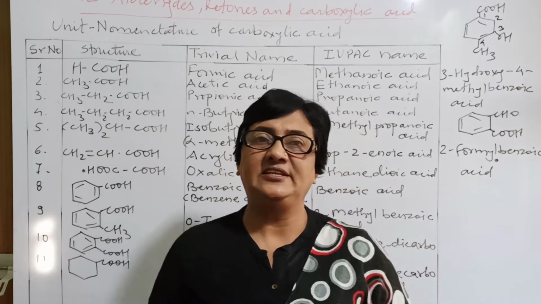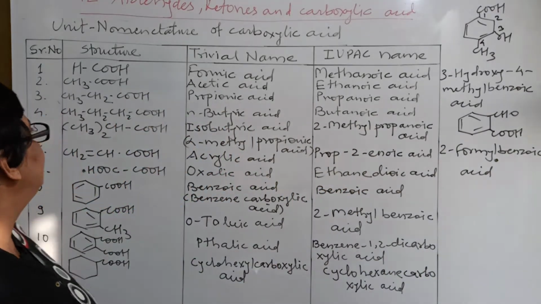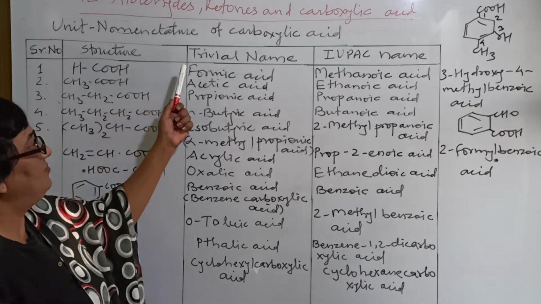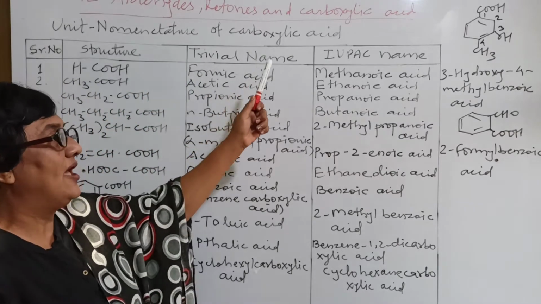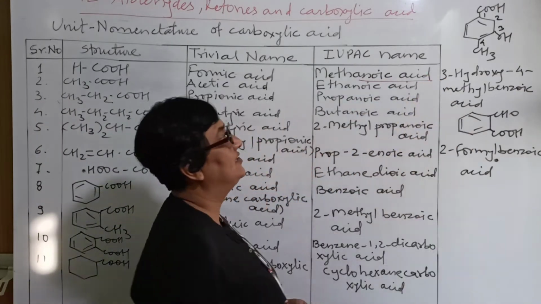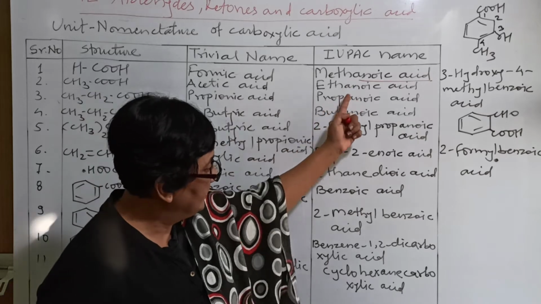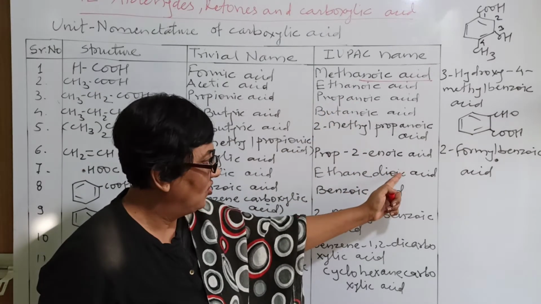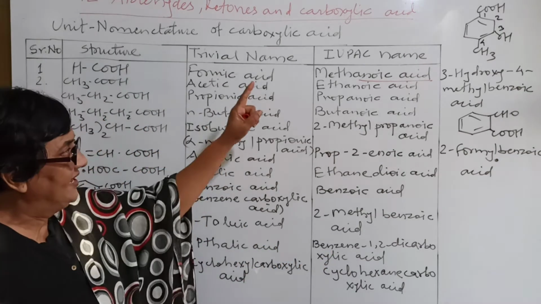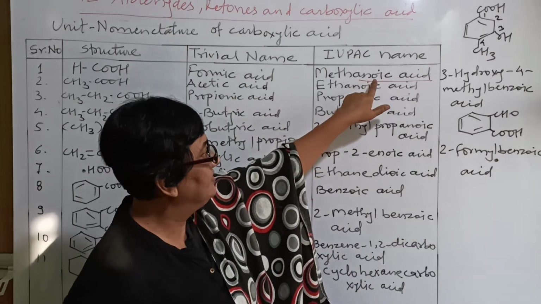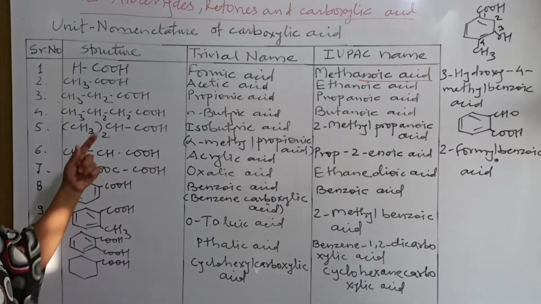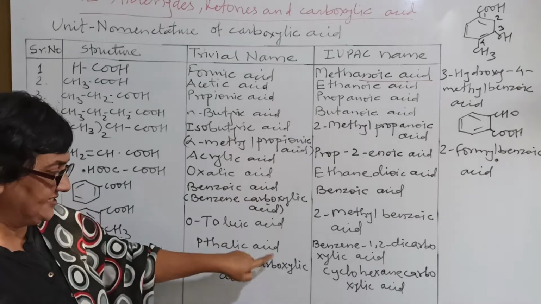Now let us see the names one by one. The first formula is HCOOH. What is the common name? Formic acid. And how is the IUPAC name given? The IUPAC name ends with oic acid. Every name ends with oic acid. Here you can observe, all the IUPAC names have the last word oic acid. And the trivial system, here acid, etc.